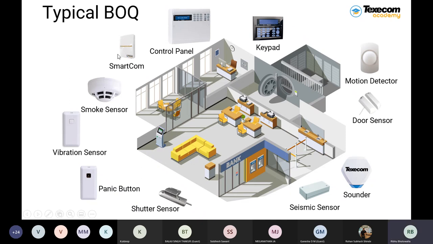Then we have a Smart Com, also called an IP module, right? As you all know, CMS monitoring can be done over IP if you have a Texecom system. This IP module can be inserted inside the control panel, and once my panel is in the bank's network, you can very much do the CMS monitoring, or if you want to do remote programming over the IP network, that is also very much possible. So this is what we have in a typical bank's BOQ, and more or less it remains the same, right?